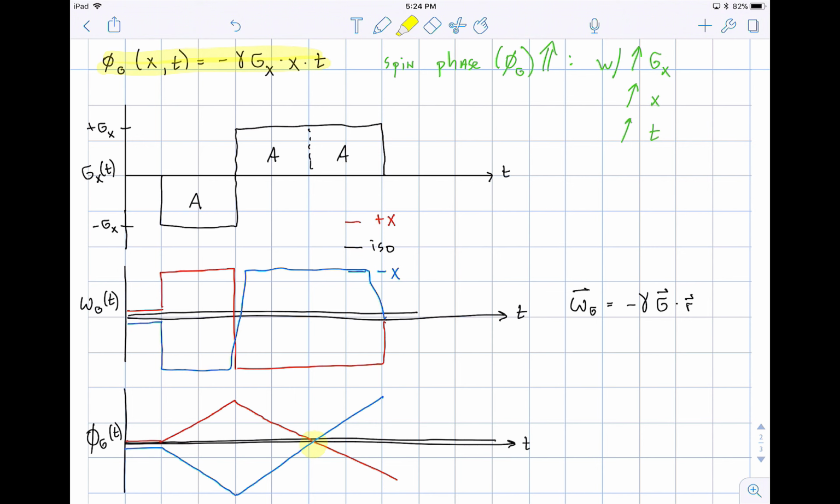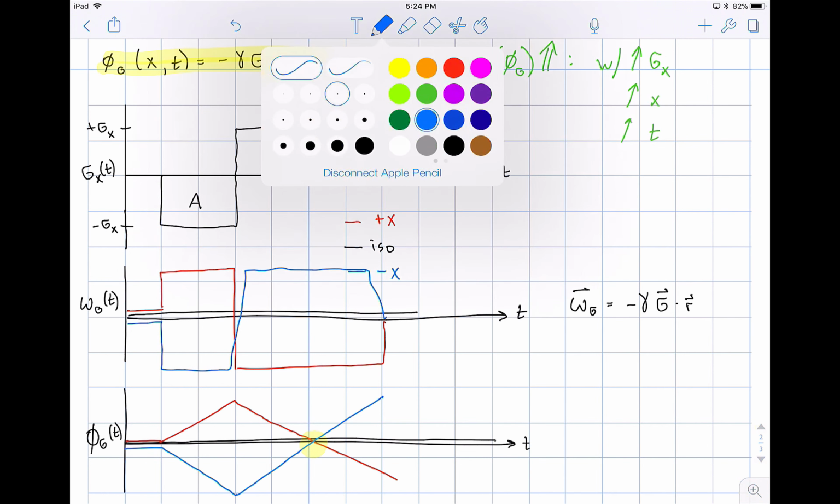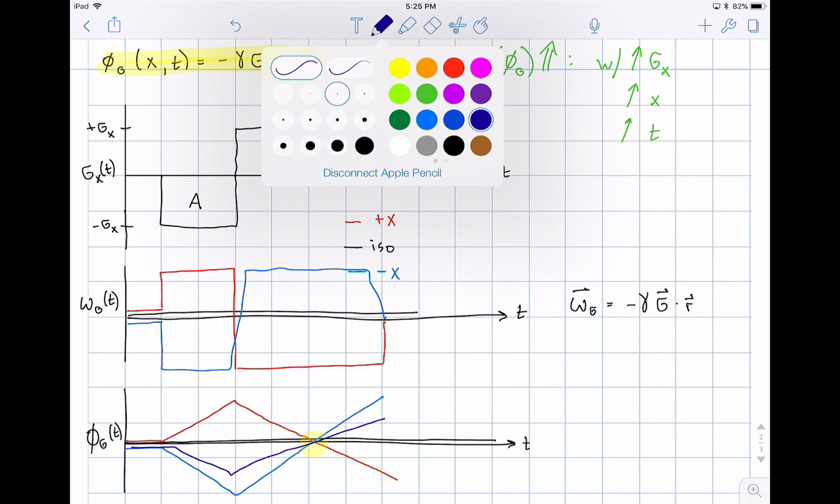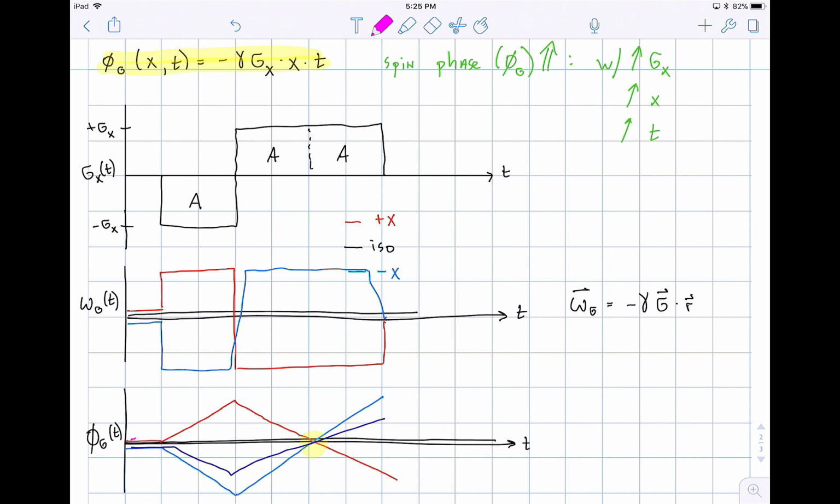I could have chosen, for example, a different spin system. Maybe I could also draw it in blue, and if it wasn't as far away in x, it would be here, go down, and come back up like this. But all spins will be rephasing at that same time. Here I could choose another spin, and go up, not as much phase, and then it would accumulate some phase to that same peak. It would zero out the phase at the same 0 crossing. And this is really cool, right?